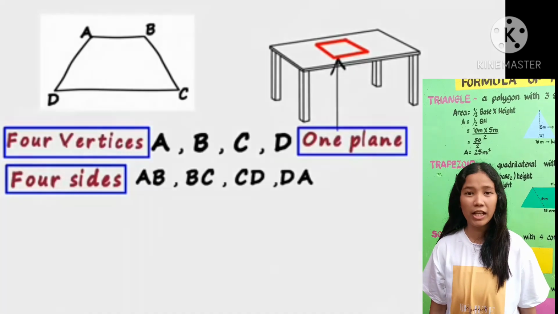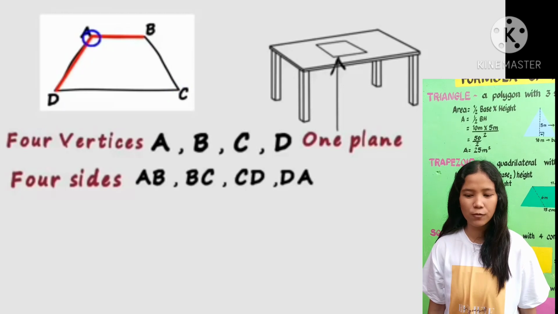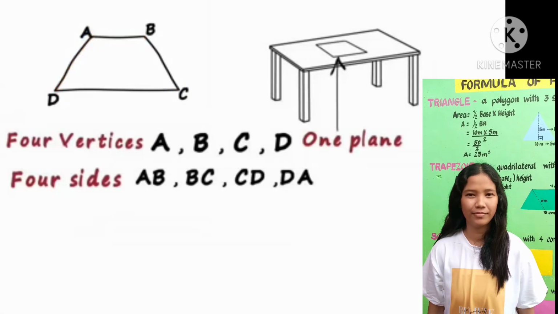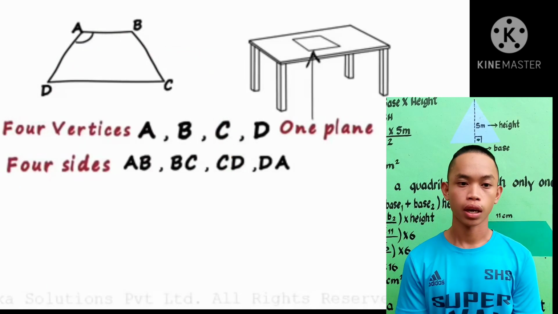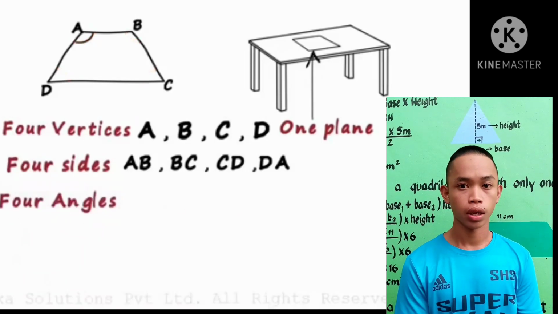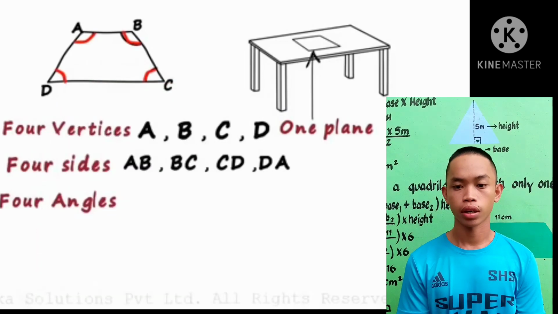Observe that a vertex is formed when 2 sides meet at a point, and the figure formed between those sides is called an angle. A quadrilateral is also defined by its angles. It has 4 angles: apart from the one we marked, this one, and this one. These are the 4 angles formed in the quadrilateral.